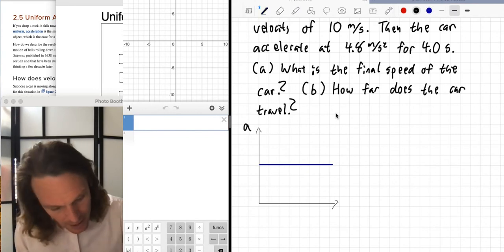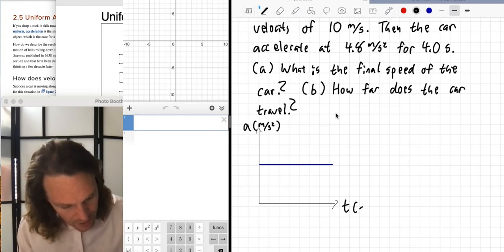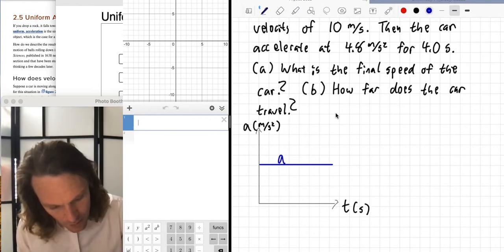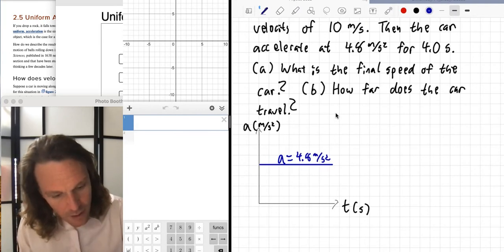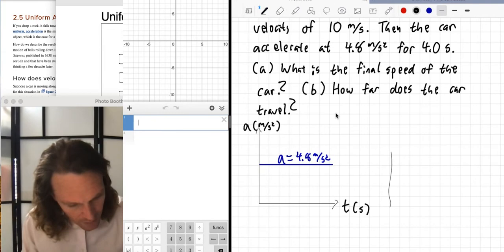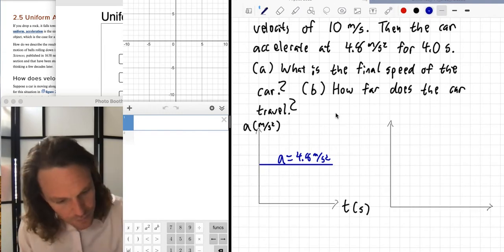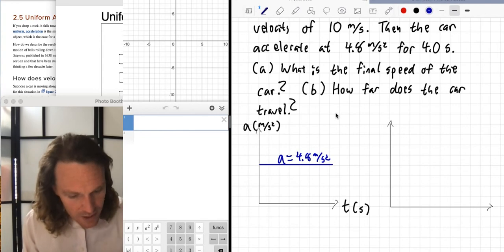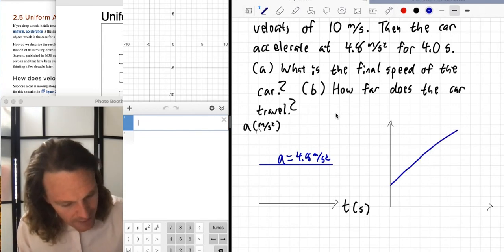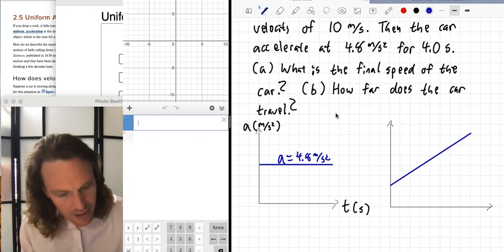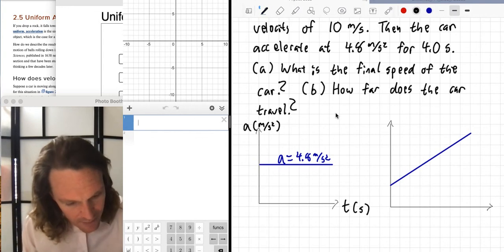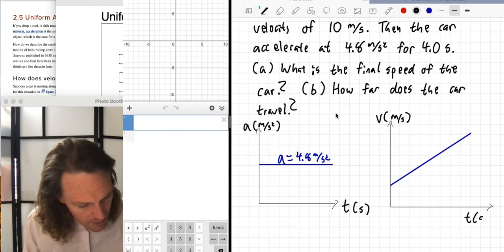This would be acceleration as a function of time, meters per second squared, over here seconds, and our value, which doesn't change, is just 4.8. Meanwhile, our velocity is going to be linear. Our velocity doesn't start at 0 because it starts at 10 meters per second, and then it's going to increase at a linear rate. The exact value of the slope I'm just guesstimating here, but this would be velocity in meters per second. This is time in seconds.